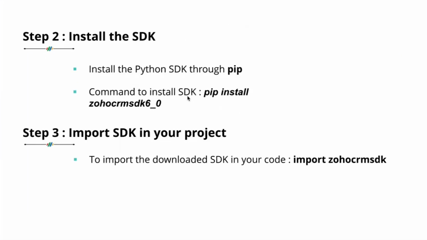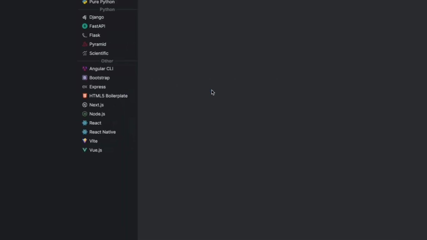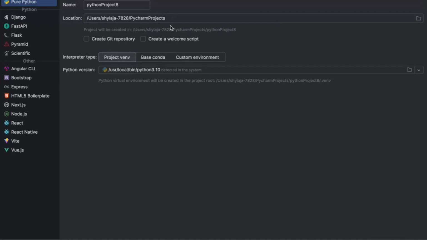Next is installing the SDK and importing the SDK in your project. For simplicity's sake, let's just say I have the PyCharm IDE here. I'll explain it through the PyCharm IDE. So here I'm creating a new project. This is going to be the project, and this is the location.